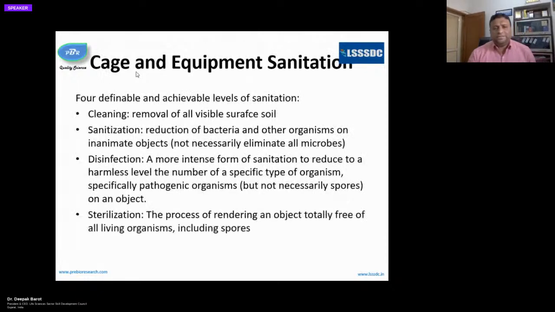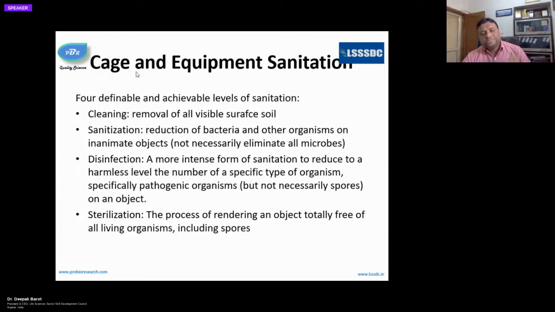Cage equipment sanitization. Please make sure, as I've shown you in the video, an epoxy flooring with a coving so that cleaning is very easy. If there are any perpendicular corners, there is a possibility that some dust particles can settle down there. So to avoid that, please use coving and epoxy flooring so it's easy to clean. Okay. And have at least twice disinfection done.